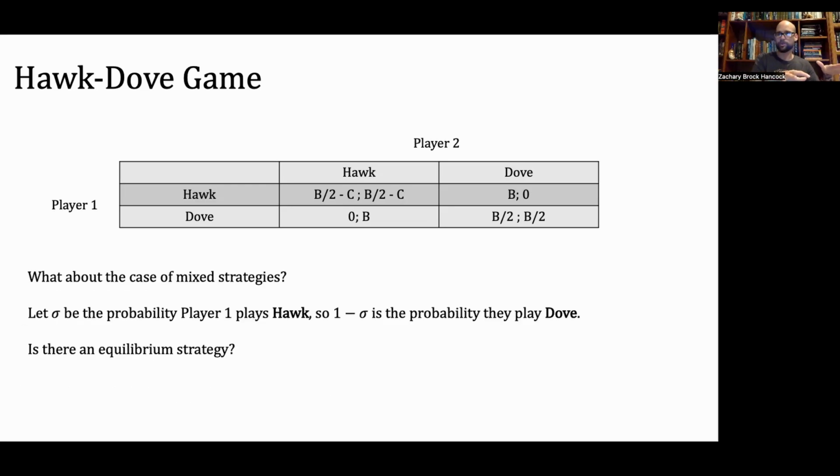Okay, so those are two simple cases in which either hawks always win or you can get a perfect equilibrium between two pure strategies. But what about a mixed strategy? For a mixed strategy, let sigma be the probability that player 1 plays hawk, such that 1 minus sigma is the probability that they play dove. So is there now a mixed equilibrium strategy, such that player 2's response to player 1 can depend on the probability of whether player 1 plays hawk or dove?